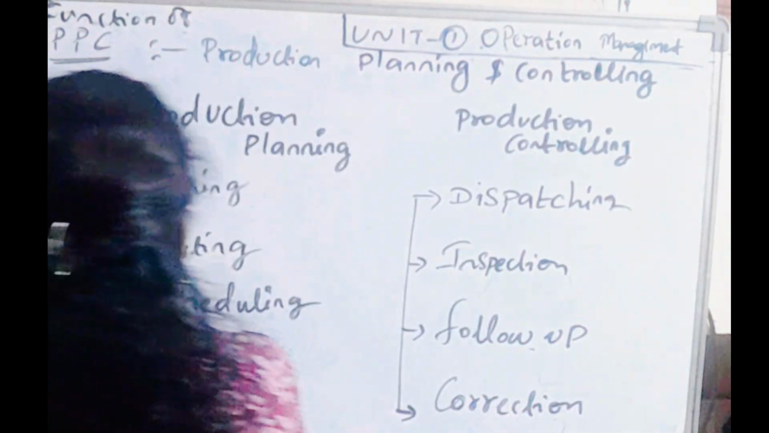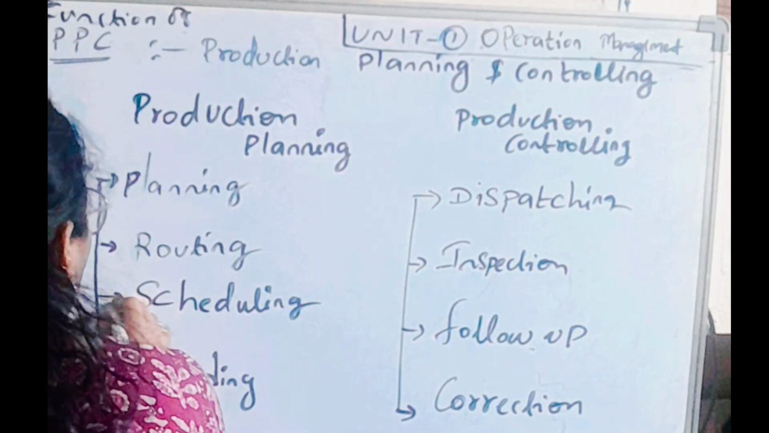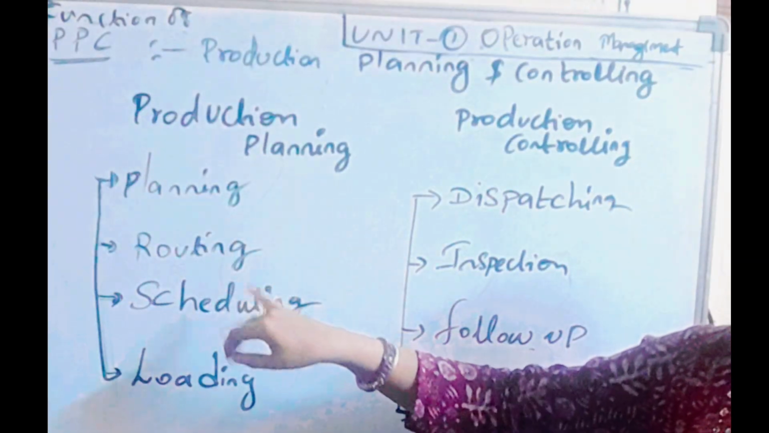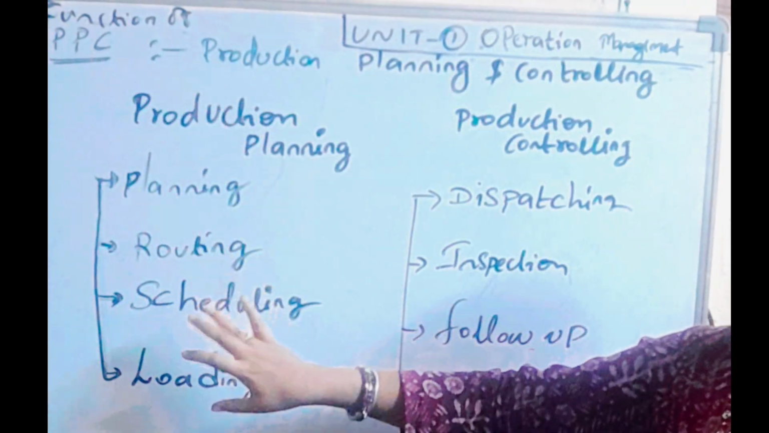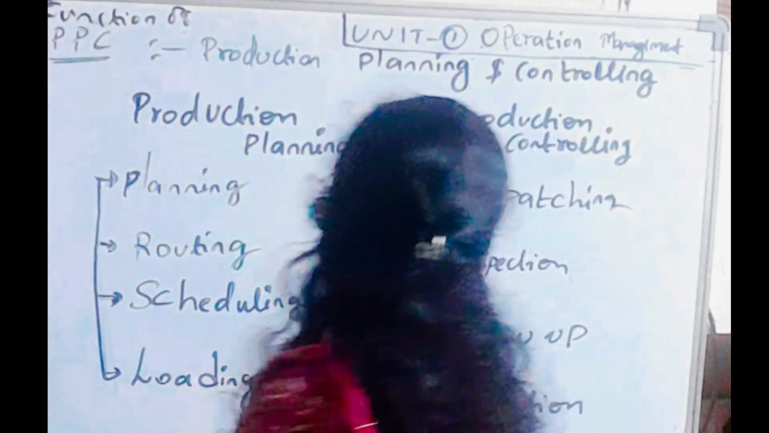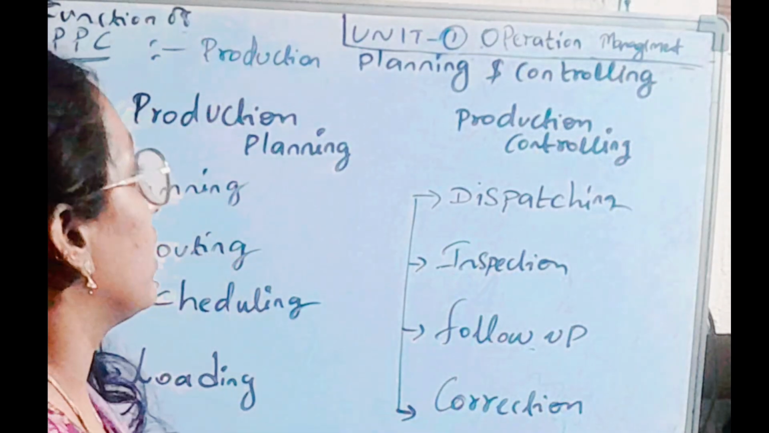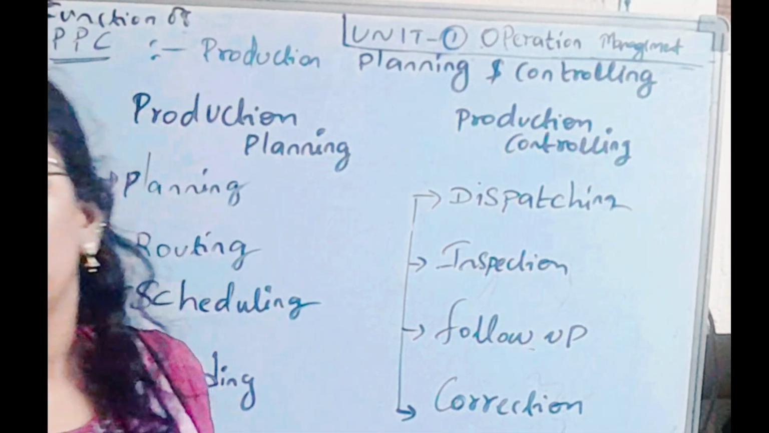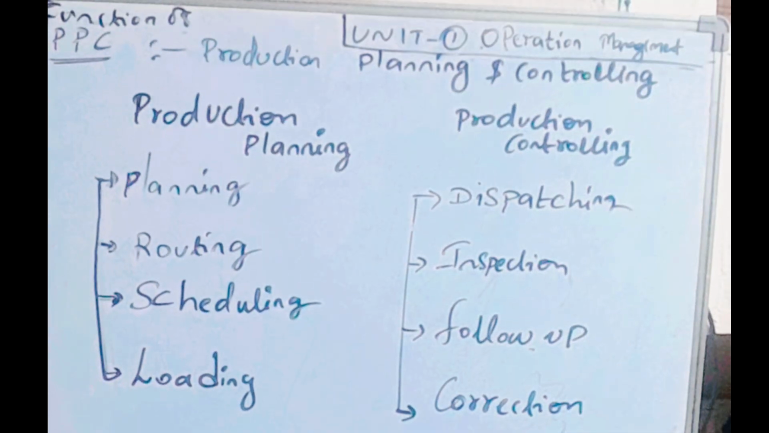In PPC production planning, we are going to discuss briefly planning, routing, scheduling and loading. Planning, routing, scheduling and loading come under production planning. Then coming to production controlling: dispatching, inspection, follow up and correction are included in this. So let's discuss briefly what is for what.